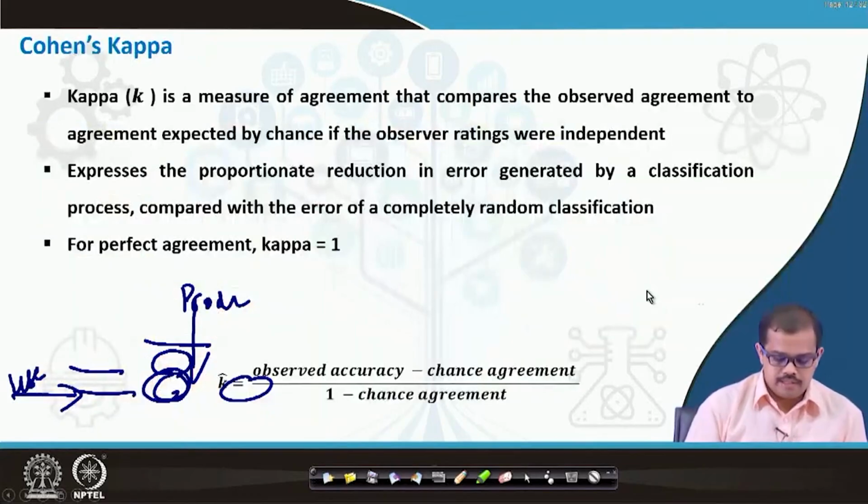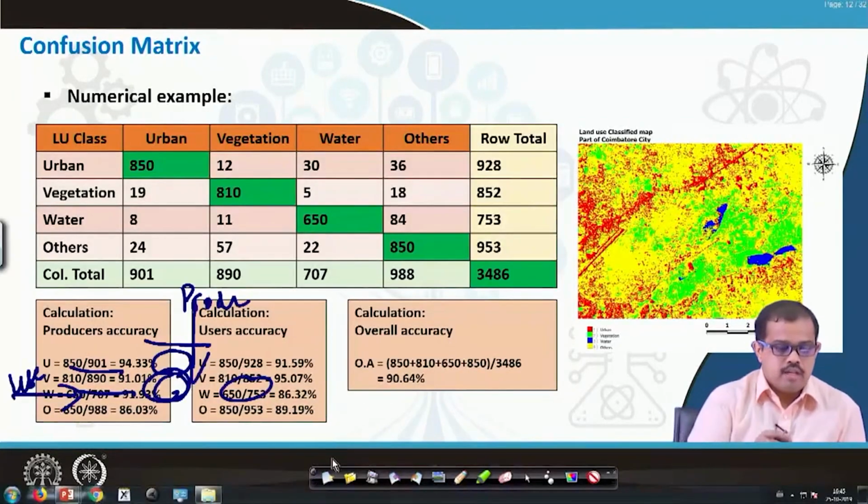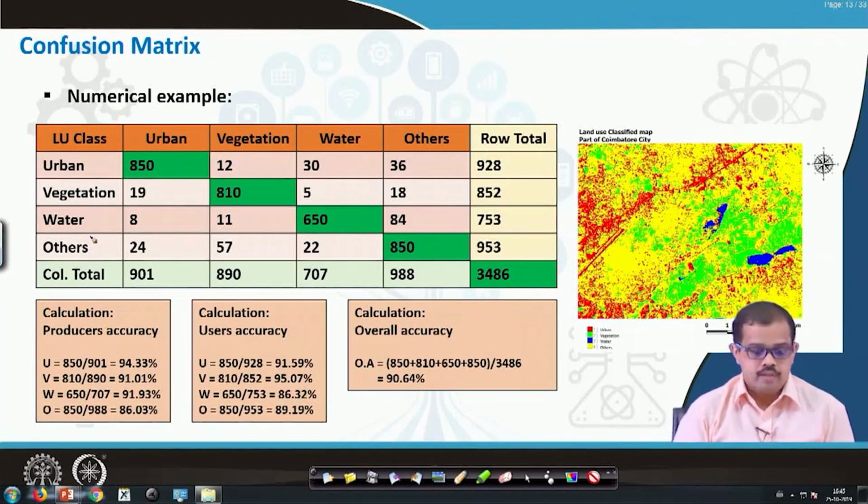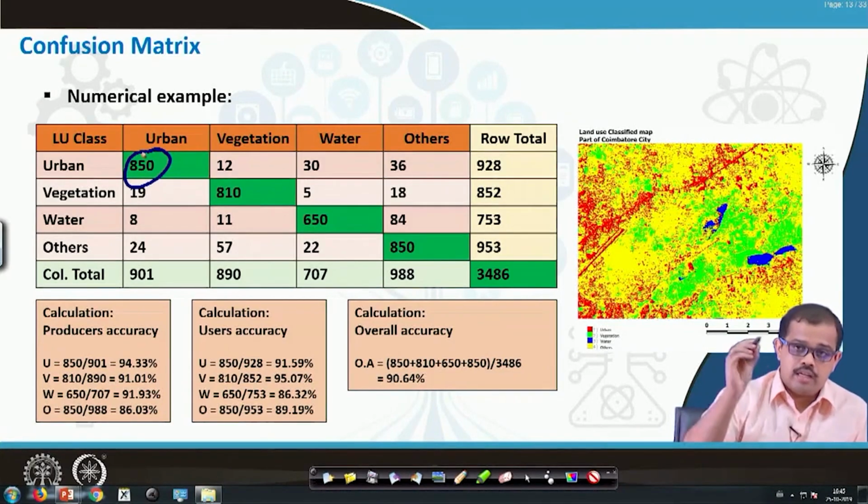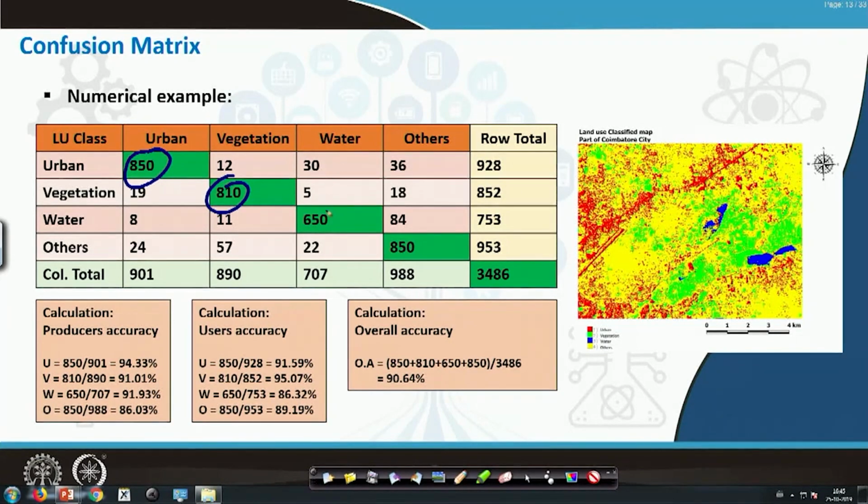For example, if I am considering this as an example here, I have 4 classes that I have taken. I have 850 pixels which are supposed to be urban, are classified as urban. I have 810 pixels which are supposed to be vegetation, are classified as vegetation. I have 650 pixels which are supposed to be water, are classified as water in my user's map. But there are certain other pixels, other than any of these diagonal elements, all other pixels are those misclassified pixels.